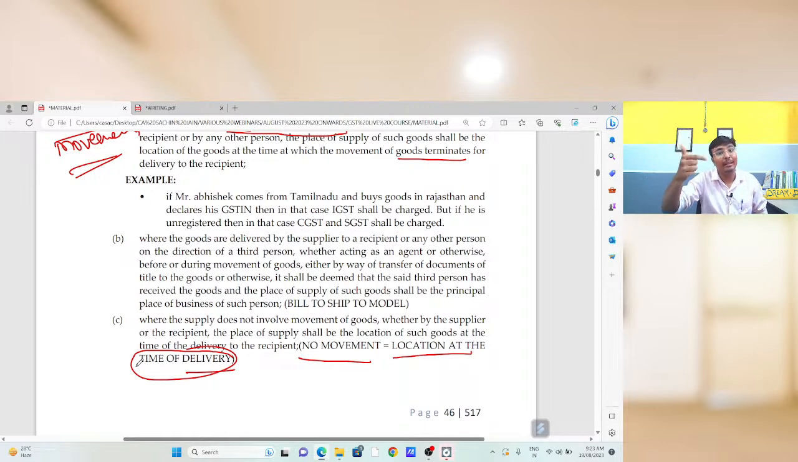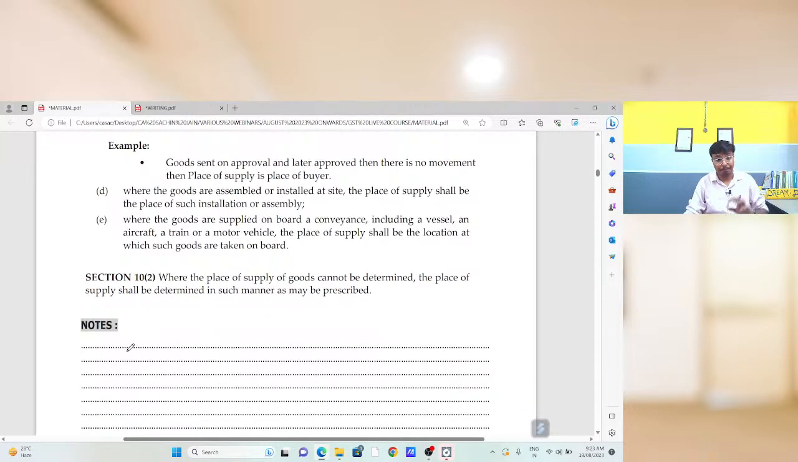One is whenever there is movement of goods, where the delivery terminates. Bill to ship to model, billing address will be place of supply. Third one, where there is no movement of goods, at the time of delivery, whatever the location of that particular goods is will be treated as place of supply. And where I need to assemble the goods, I need to install that particular goods, in that case, the place of installation of that goods will be treated as place of supply.